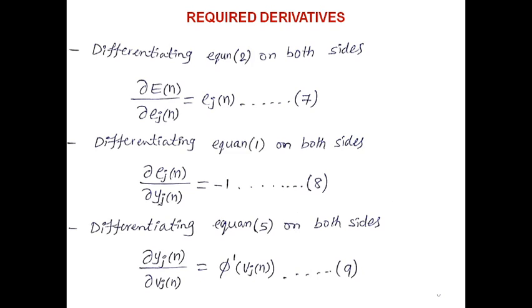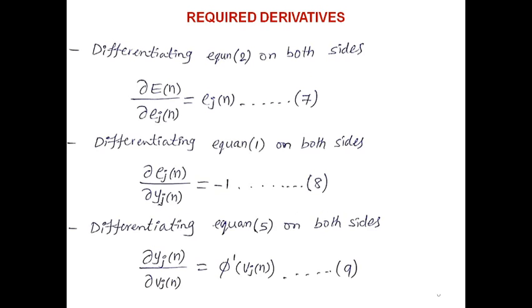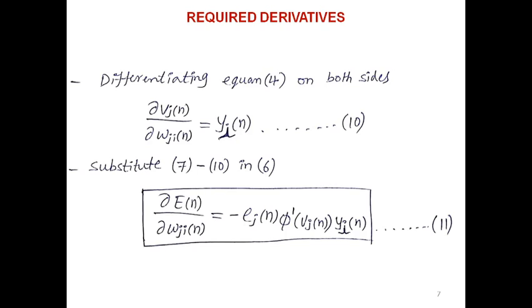Differentiating equation 5 on both sides, you will get dou yj of n by dou vj of n is equal to phi dash of vj of n, because phi is a function that can be differentiated, that's why phi dash of vj of n. Differentiating equation 4 on both sides, you will get dou vj of n by dou wji of n, which is equal to yi of n, because in that equation only one wji term is there, which can be differentiated and is equal to 1, and the corresponding constant is yi of n. So substitute all these equations, 7, 8, 9 and 10, in the sixth equation.